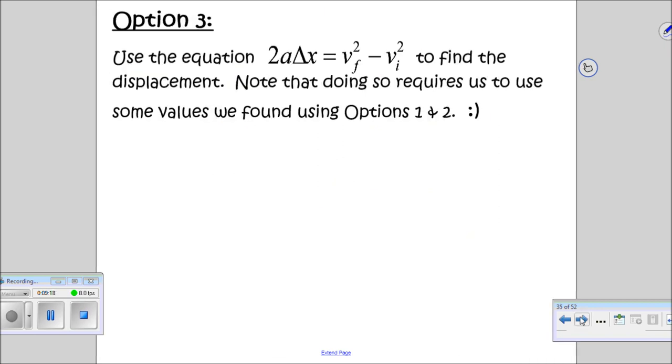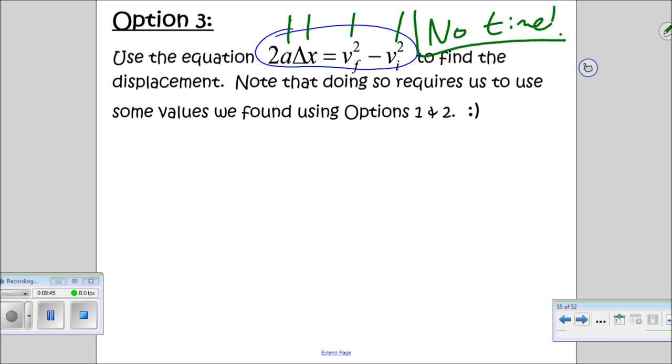Finally, the third option is this one, which again I'm happy to show you where it comes from if you want. I tend to find most students don't really care. This one's written a little bit differently. It has 4 variables in it: acceleration, displacement, Vf, and Vi. Notice it doesn't have time. So if you're ever solving a problem and you're stuck because you don't know the time, then this is your superpower. This is your safety net.